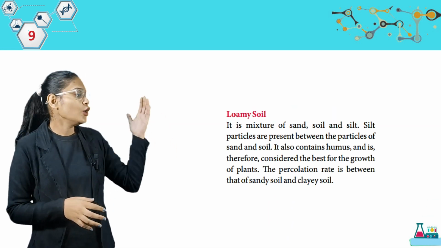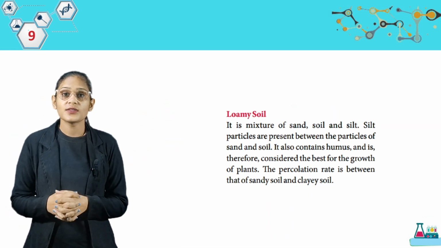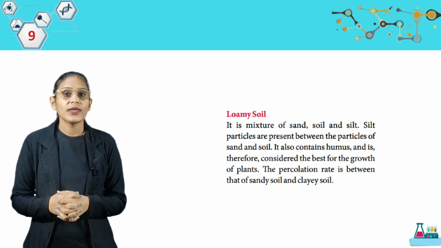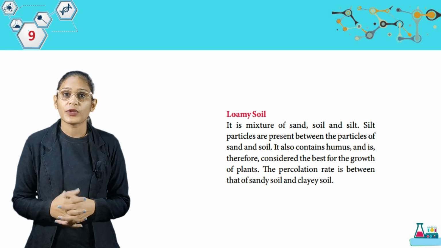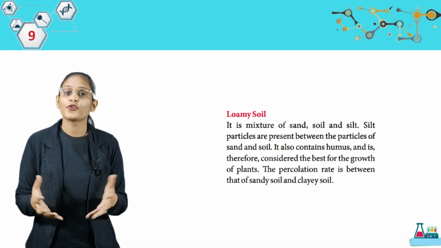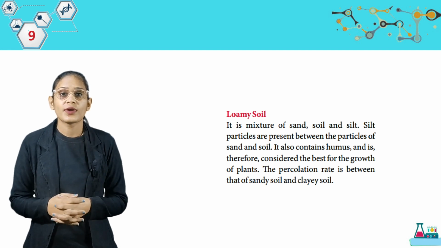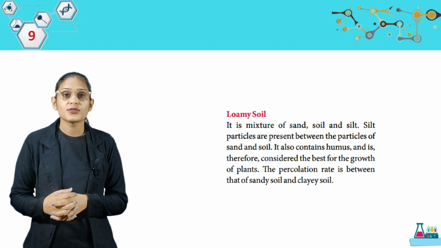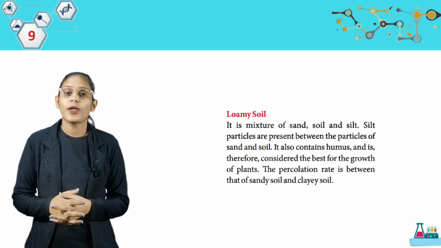Now we have loamy soil. It is a mixture of sand, clay and silt. Silt particles are present between the particles of sand and clay. It also contains humus and is therefore considered the best for the growth of plants. The percolation rate is between that of sandy soil and clay soil. So students, our loamy soil is the best for plant growth.